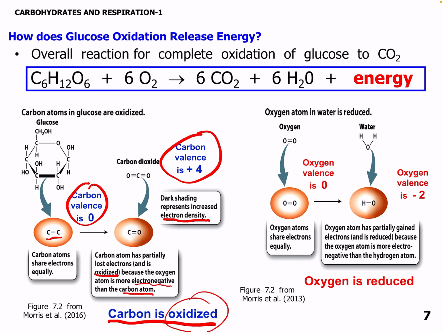So here we have an oxygen atom and water is reduced. So here's our oxygen, here's our water. The oxygen atom shares electrons equally. Valence is 0, as we see. Then the oxygen atom has partially gained electrons, so it is reduced. So remember, reduced is gaining electrons, because the oxygen atom is more electronegative than the hydrogen atoms. Then a -2 valence. Oxygen becomes reduced.